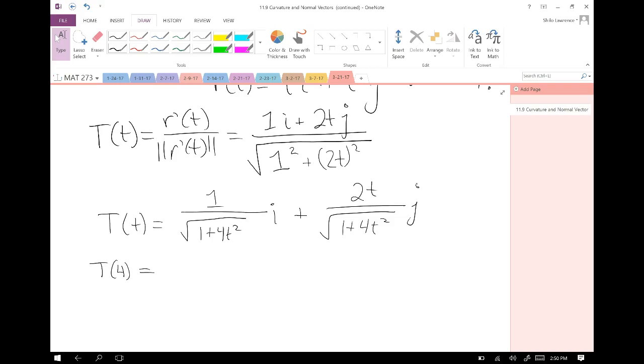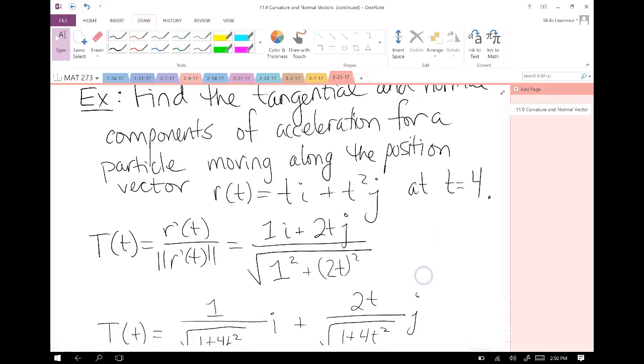I'm seeing 1 over square root 65. Yeah? Okay. And then, all right, so a sub t is a dot t. So we got the t part. We need the a part. How do we get a? Yeah, second derivative. Second derivative, right. So it's just going to be 2j. So this was first derivative.